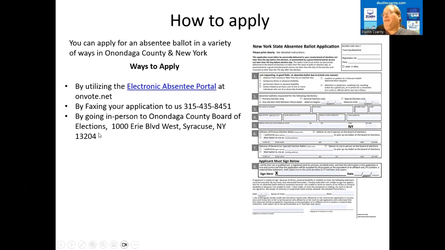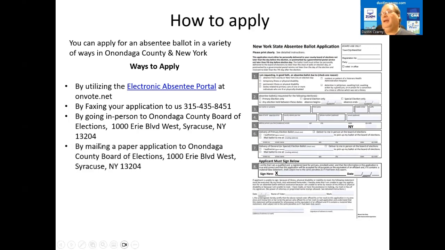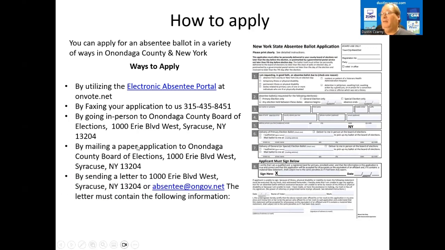But you can go in person to Onondaga County Board of Elections at 1000 Erie Boulevard West. This is what we know as one-stop shopping. You can come in, get your application, get your ballot, and vote that day and turn it in. Or you can mail a paper application to Onondaga County Board of Elections, 1000 Erie Boulevard West, Syracuse, New York, 13204. If you need a paper application mailed to you, you can call us and we will mail one out to you free of charge. And it will also have a postage return envelope where you can mail that application back free of charge.